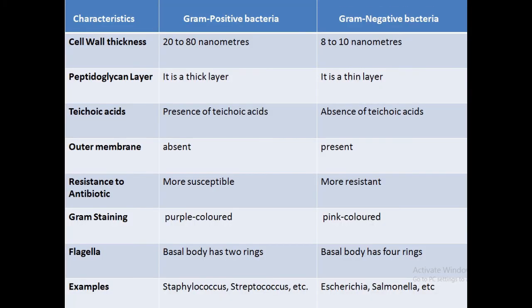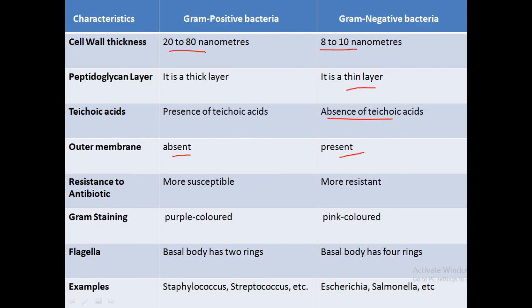Now let's summarize all the procedure in a chart. All the differences are here in the table. We can see the cell wall thickness in case of gram positive bacteria is 20 to 80 nanometer. It is very thick. And in case of gram negative bacteria, it is 8 to 10 nanometer. The peptidoglycan layer is a thick layer here, and here it is a thin layer. We have seen it in the pictures. Teichoic acid, we know, is present in gram positive bacteria and absent in gram negative bacteria. The outer membrane is absent in gram positive bacteria. The outer membrane is present in gram negative bacteria.